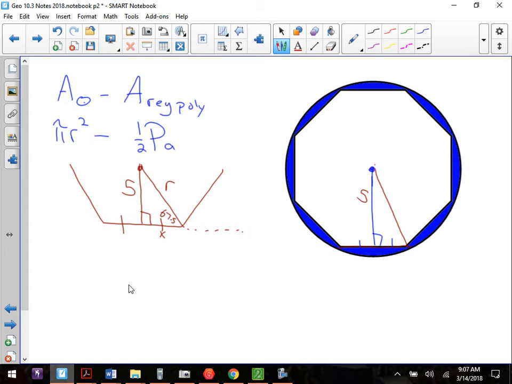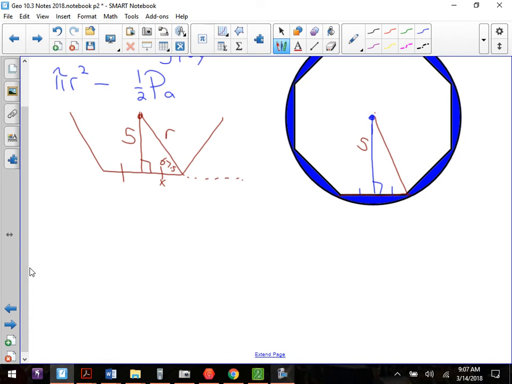So if I'm looking at my trig setups here, what trig function will I use if I know that 5 is my opposite, r is my hypotenuse? Sine. So I know sine of 67.5 is 5 over r for the radius. This is where we do the good old-fashioned exchange-o, change-o.